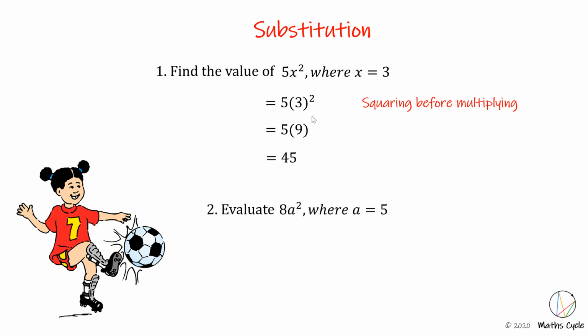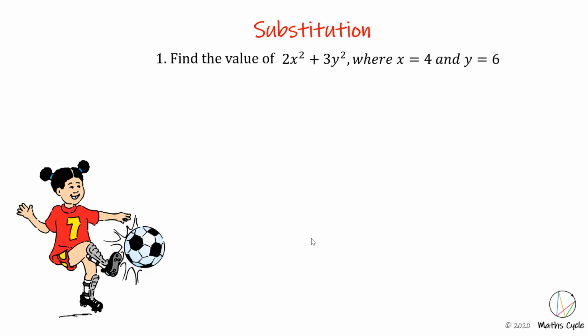Let's look at another one. Evaluate, which means find the value, of 8a squared where a equals 5. So a game of football, take player a off the field and put in player number 5 instead. Okay, and put player number 5 in brackets. So reading this, that's 8 times 5 squared, but remember you have to square first and then multiply. So 5 squared is 25, and then 8 multiplied by 25 is 200.